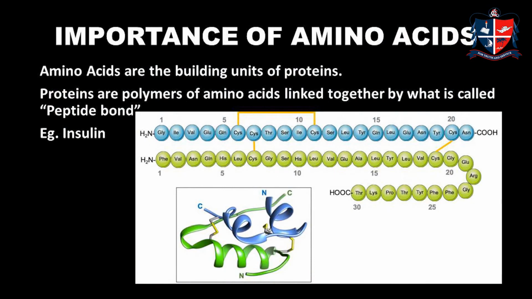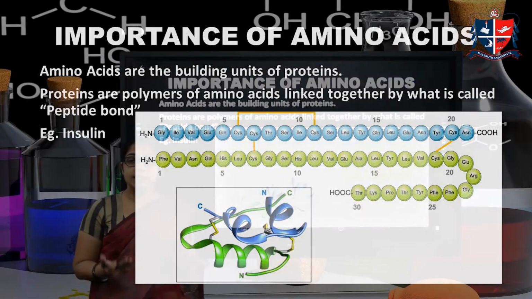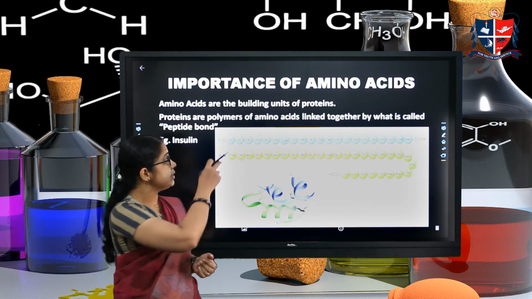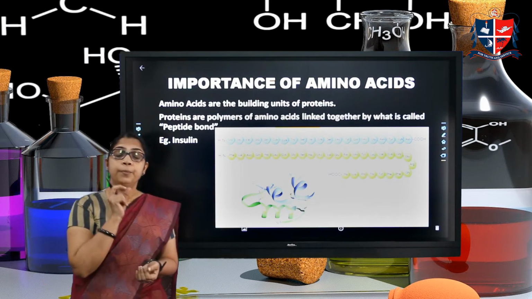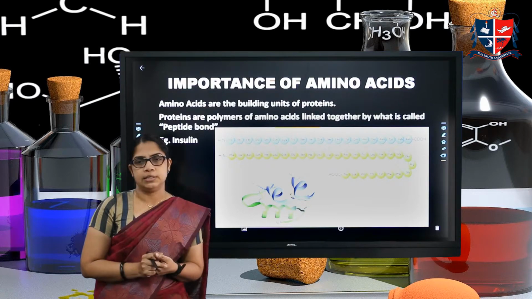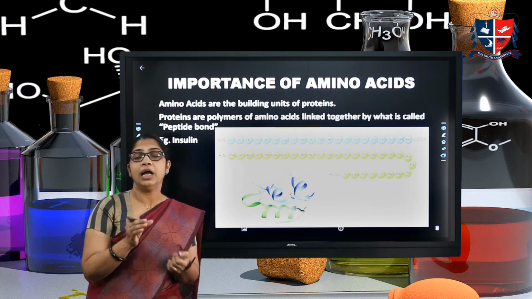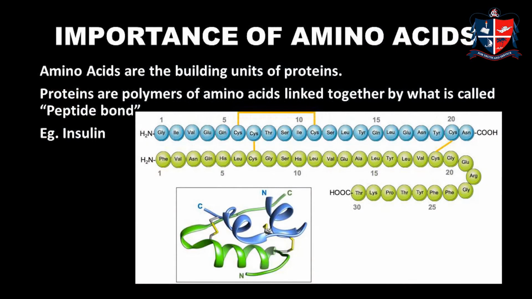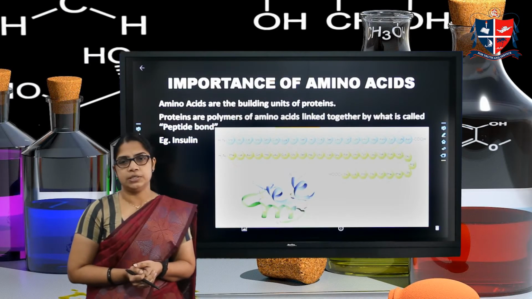What is the importance of studying these amino acids? These amino acids are the building units of proteins, or proteins are made up of amino acids. Here you can see the structure of insulin. Insulin is a hormone that is used by diabetic patients.